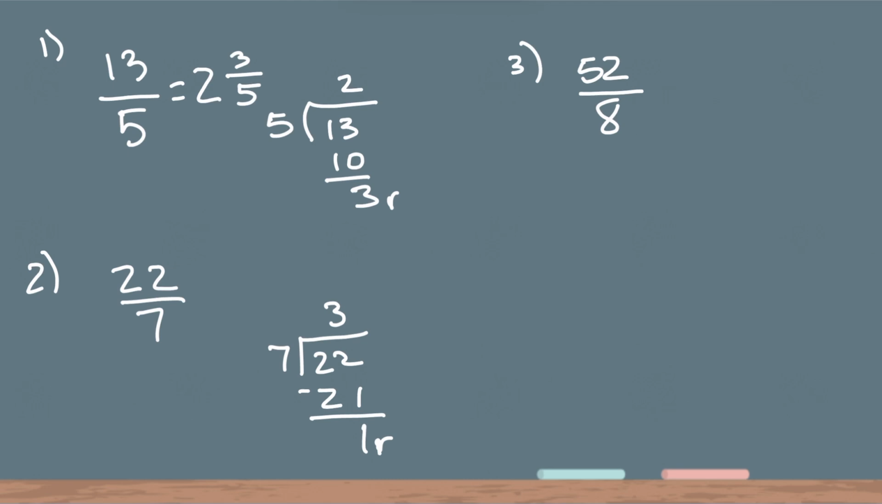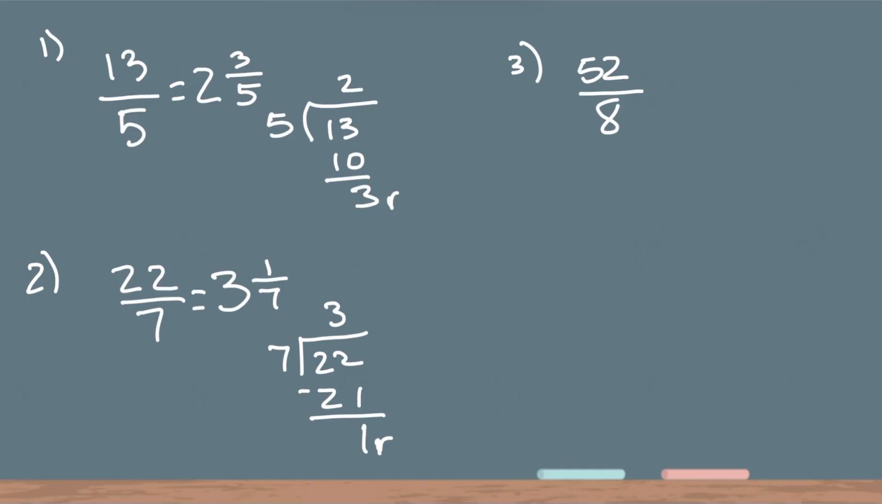Okay, so now let's go ahead and write it out here. So 3 becomes your whole number, and then you have a 1 remainder, which becomes your top number or your numerator, and then the denominator, which is your bottom number, remains the same, which is 7. Okay, so now let's move on to our third problem, which is 52 over 8.